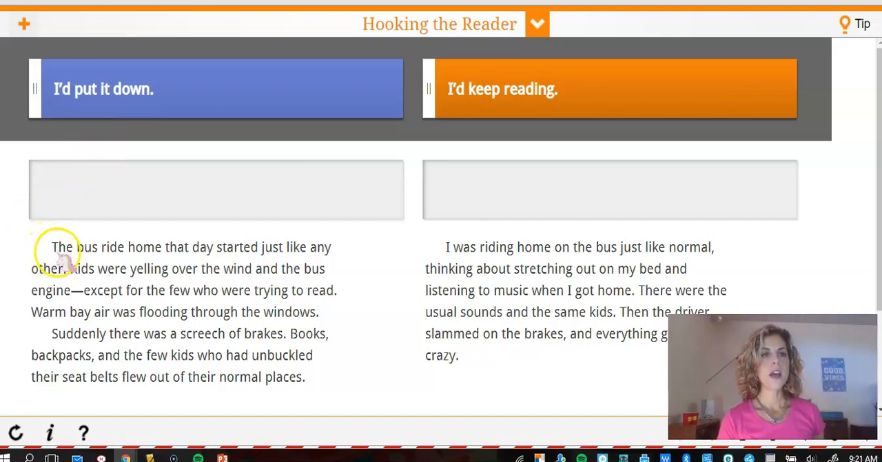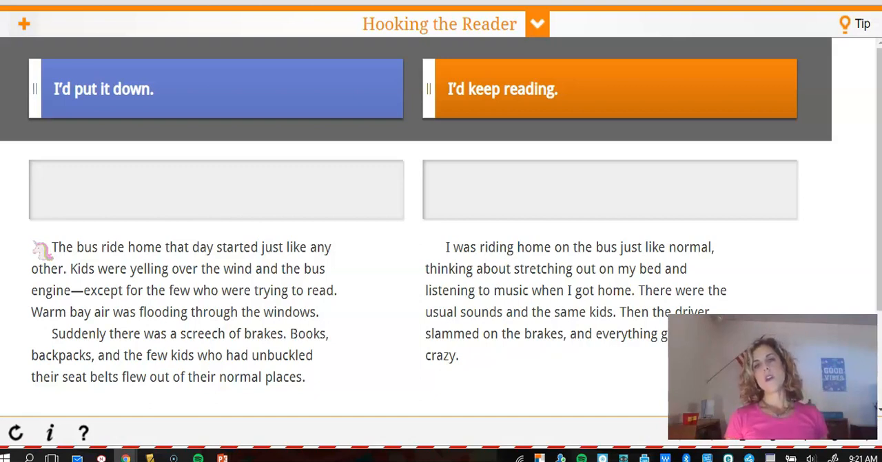The bus ride home that day started just like any other. Kids were yelling over the wind and the bus engine, except for the few who were trying to read. Warm bay air was flooding through the windows. Suddenly there was a screech of brakes, books, backpacks, and the few kids who had unbuckled their seatbelts flew out of their normal places.